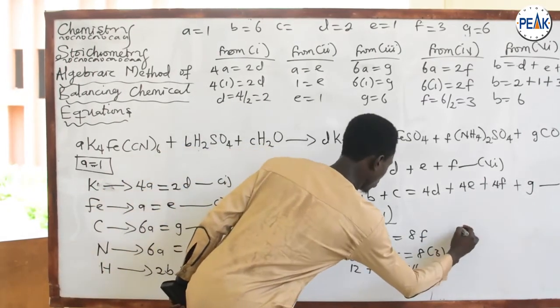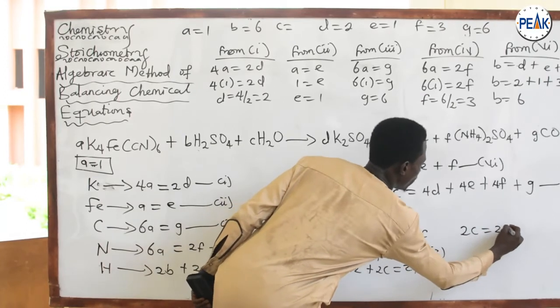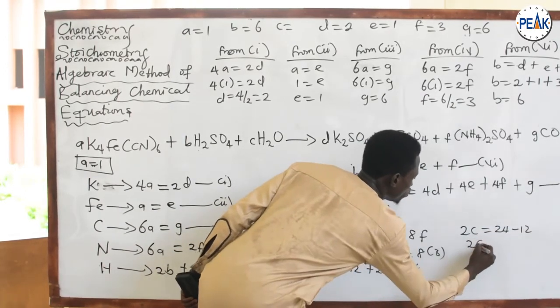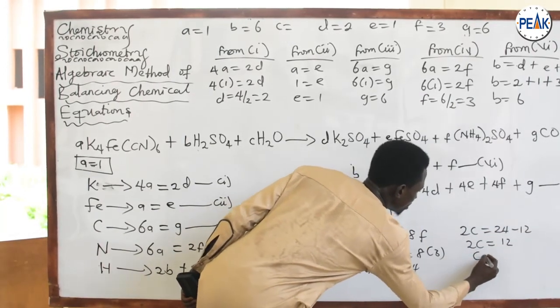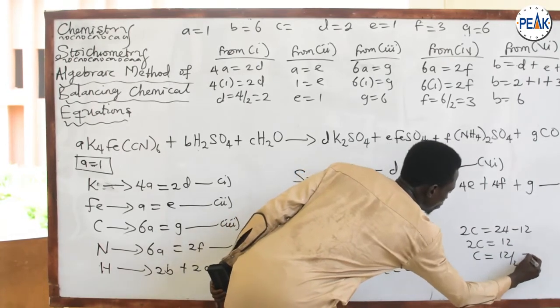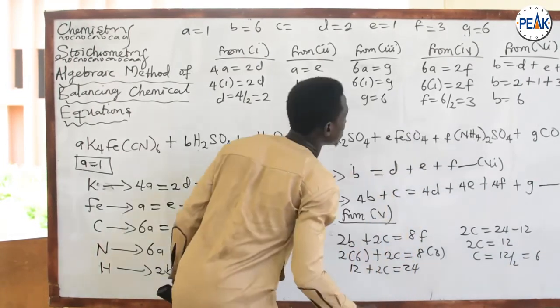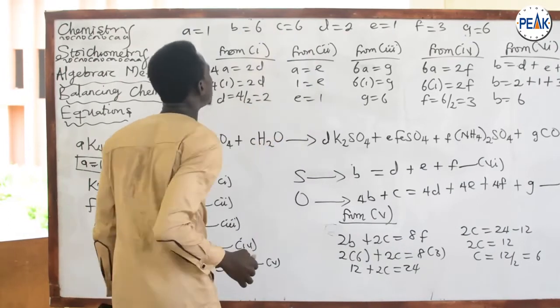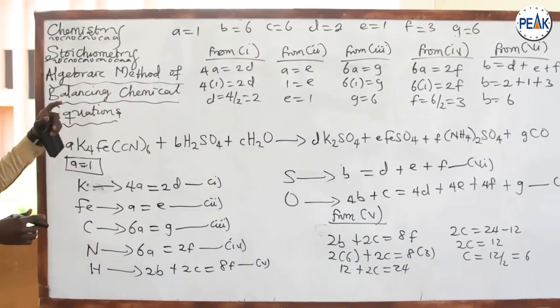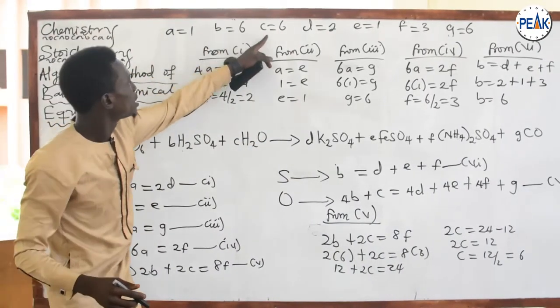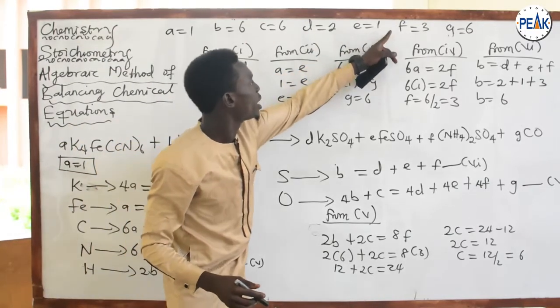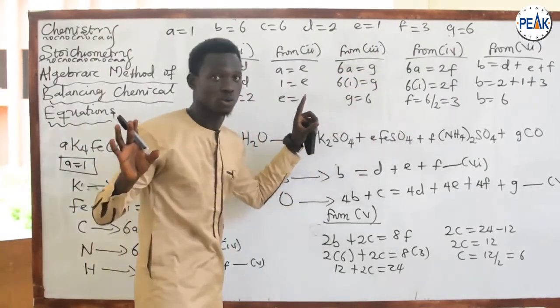So that 2C can be equal to what? 24 minus 12. 2C can be equal to 12. C will be equal to what? 12 divided by 2, and that's equal to 6. So the value of my C is 6. A is known, B is known, C is known, D is known, E is known, F is known, G is known. We are good to go.